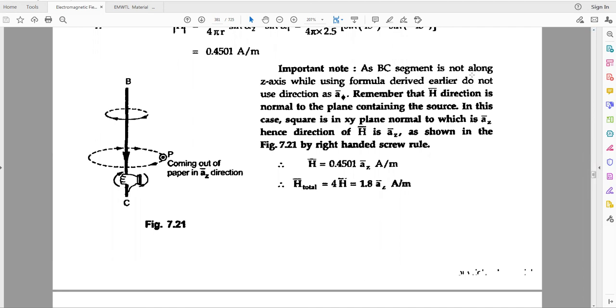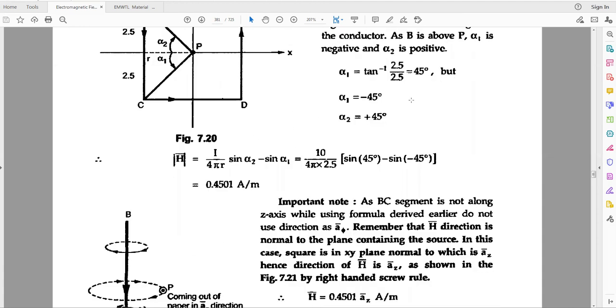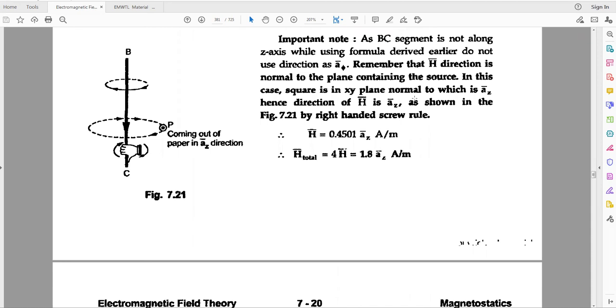Important: as the BC segment is not along the z-axis, while using the formula derived earlier, do not use the direction as aphi bar. Remember that the H bar direction is normal to the plane containing the source. In this case, the square is in the xy plane, normal to which is aZ bar. Hence, the direction of H bar is aZ bar. See, this is according to the right-hand thumb rule. Okay. H bar is equal to 0.45 we got, and the total H bar is 4 into H bar, which is 1.8 aZ bar. The previous case also gives the same thing. It is a simple way to find the H bar for the given data.